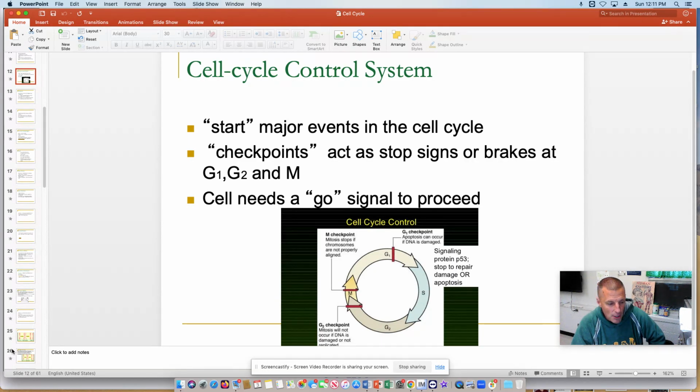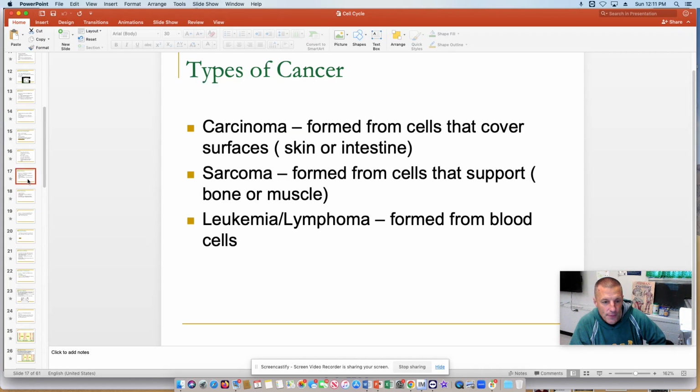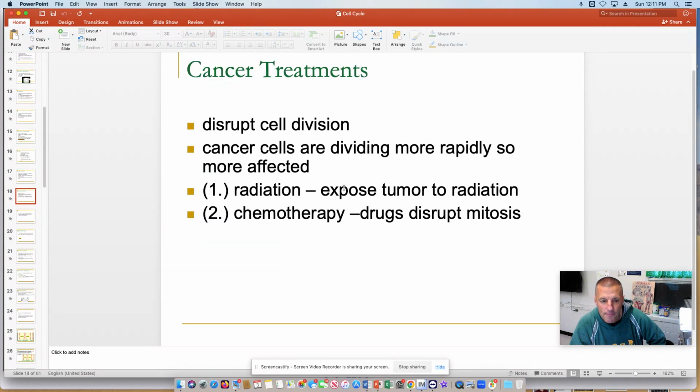So when we talk about treating cancer, we talk about how can we disrupt that kind of out of control division. So cancer cells are dividing more rapidly, so they're more affected. And so radiation knocks back a tumor.